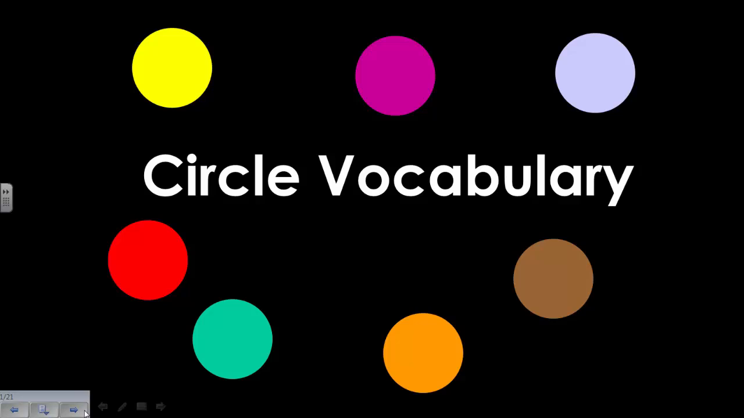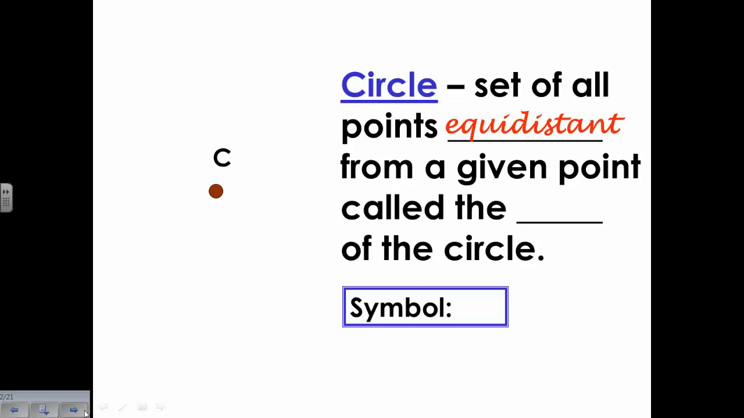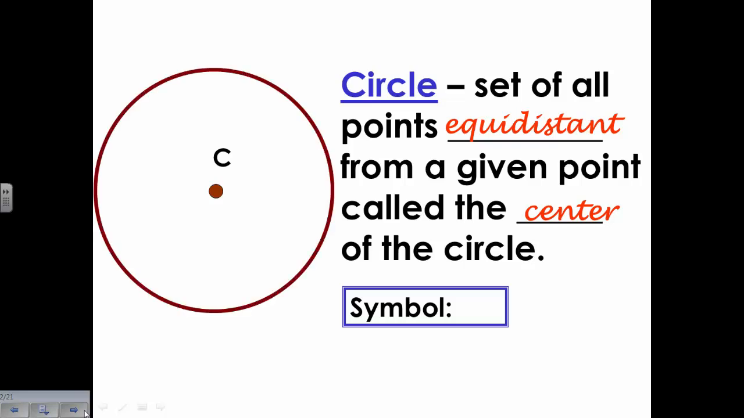In this lesson, we're going to go over some circle vocabulary and then work central angles and arcs. The first thing you need to know is the definition of a circle. A circle is a set of all points that are equidistant from a given point called the center of the circle. In this example, if I wanted to name this circle, I would call it Circle C. The symbol is simply a circle with a dot in the middle, and you always name it by whatever the center's point is.